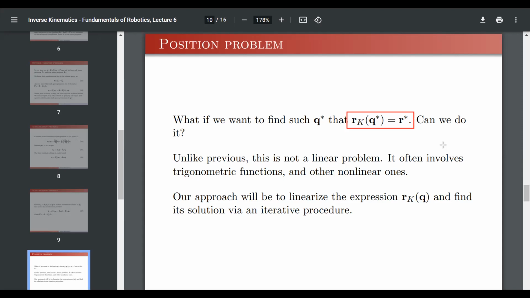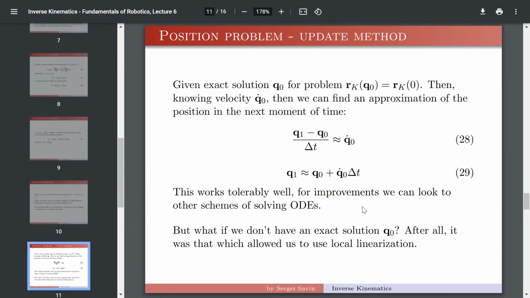Okay, and also notice if you install a different gripper, you would have to rederive your analytical solution. So if somehow the length of your robot became bigger. All right. So our approach will be to linearize this expression and find solution via iterations. This is a very typical situation. So that's what we are going to try to do.